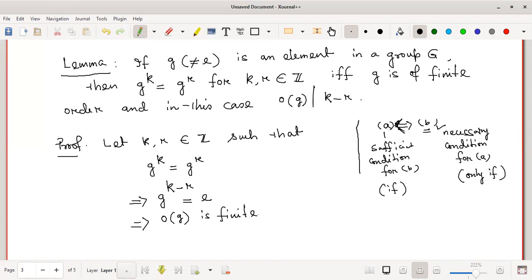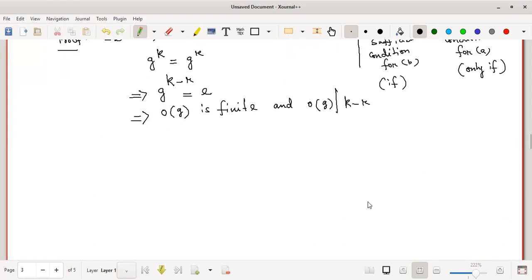And we have proved it in the last lecture that if g to the power n is identity, then definitely this n is some multiple of the order. So this is finite. And of course, k minus r is some multiple of the order of g. So the order of g divides k minus r. So the necessity part is proved. Sufficiency.